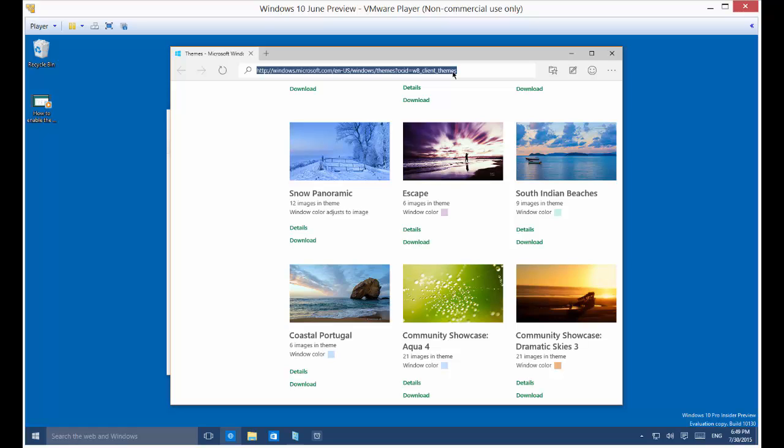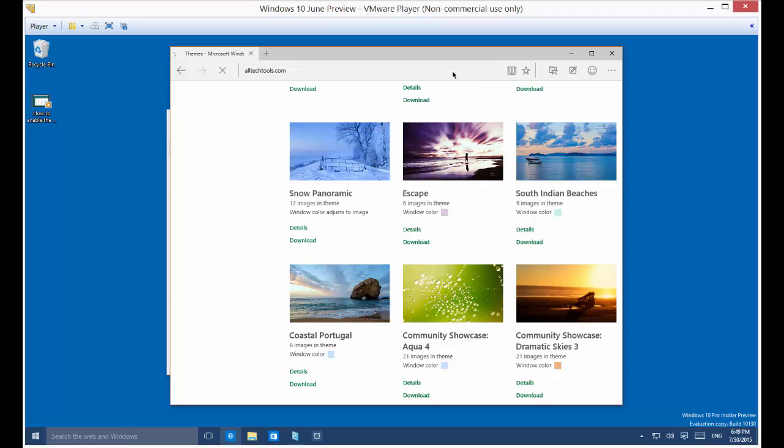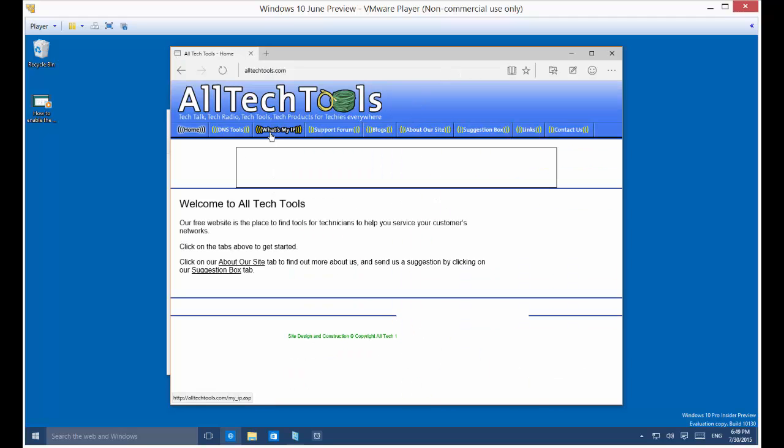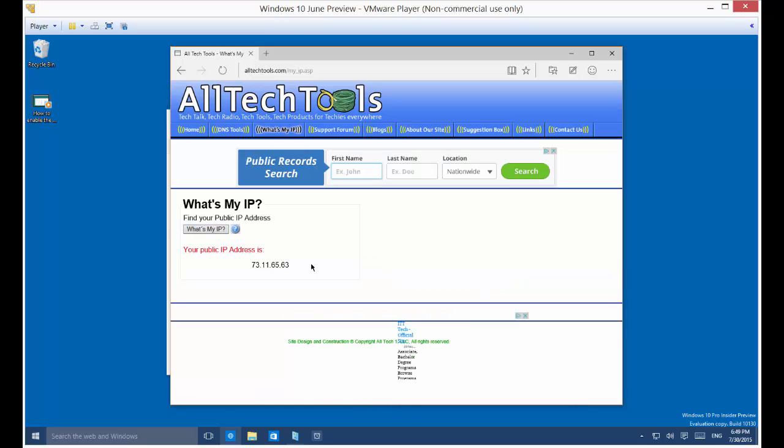So if we go to a website like alltechtools.com and then say, what's my IP? Then you'll know that your public IP address is 73.11.65.63. So basically what's happening is your internal address is being hidden from the rest of the world for your safety. What you're going out as is the 73 address.